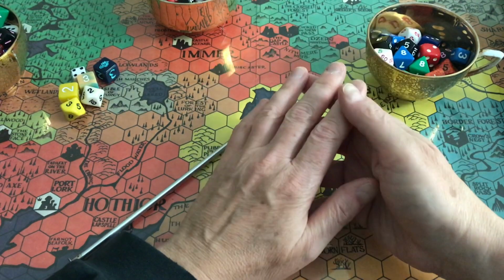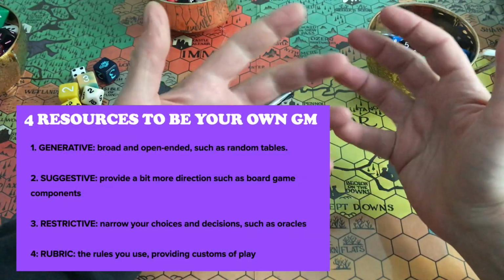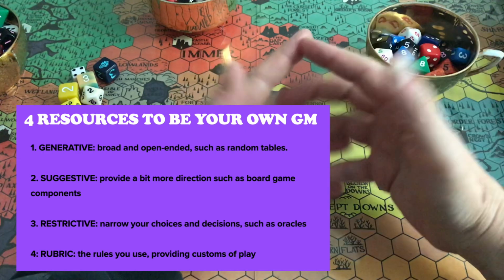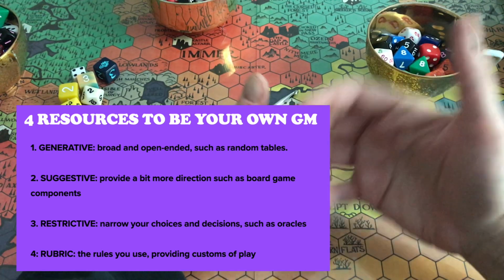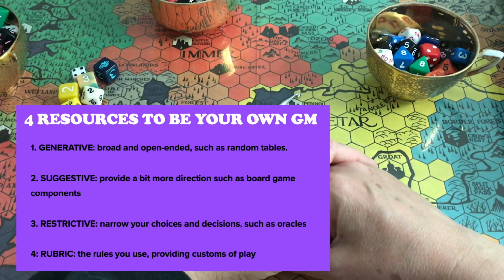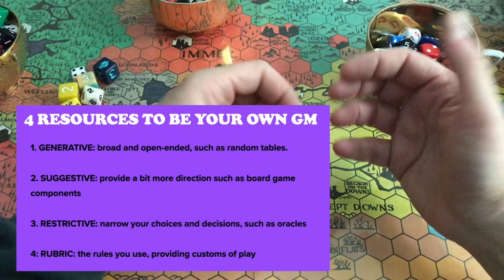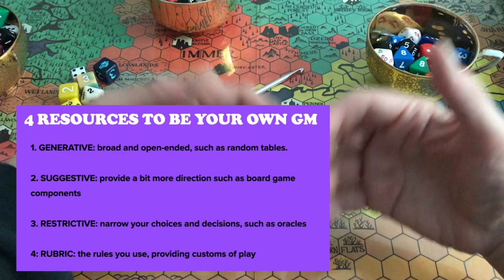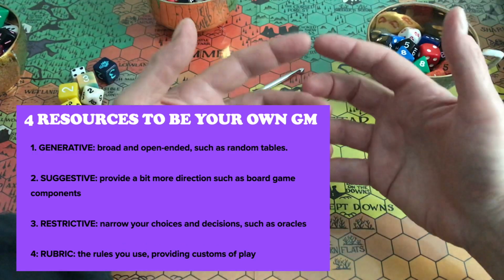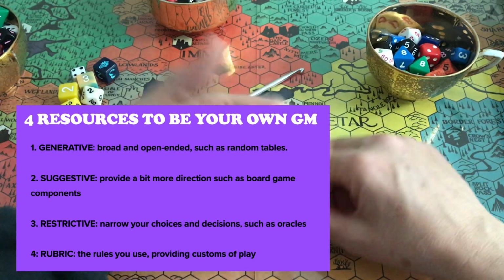Those were, generally speaking, what I called generative resources, which are basically things like random tables, for example. I talked about suggestive resources, which are things that could, for example, come from your board games that you have, perhaps maps or cards or other components from board games that already have a story or mechanics attached to them. They already suggest something.